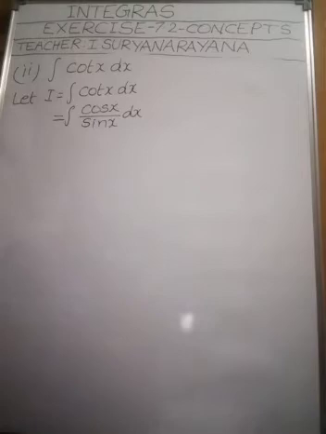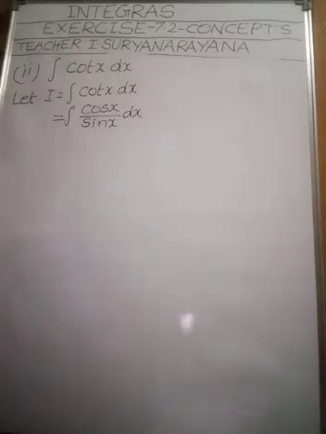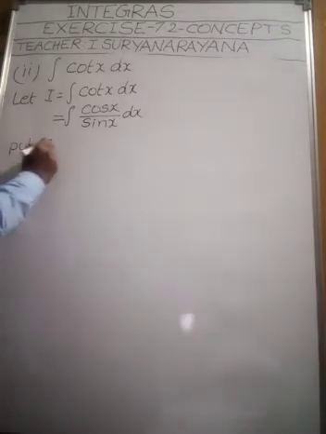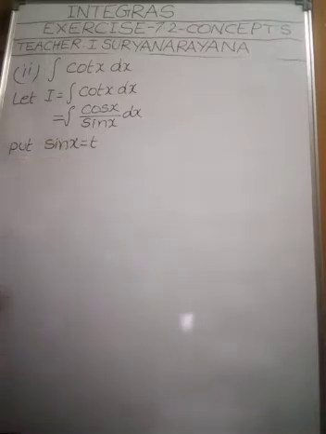Understood this step, my children? Right. In this integrand, see that the numerator is cos x and the denominator is sin x. In general, we take the function which is in the denominator for substitution. Okay, my dear children, it is also one of the techniques in the method of substitution. So let sin x be equal to t. We are assuming, we are guessing that sin x is equal to t.